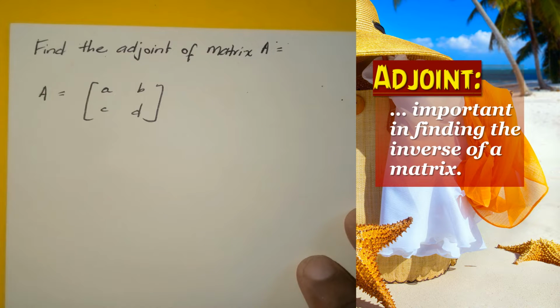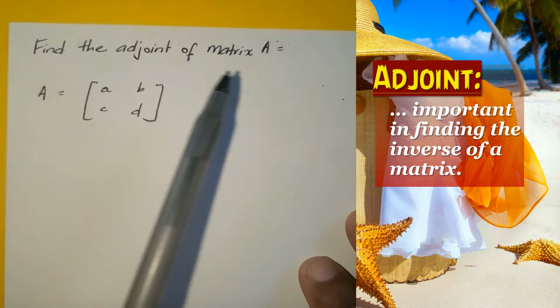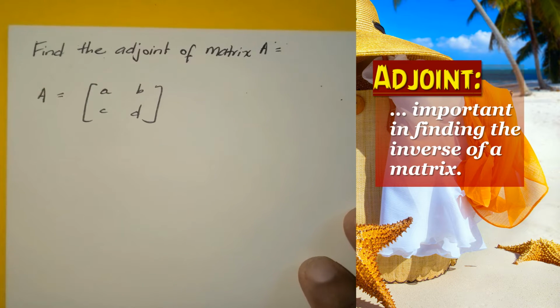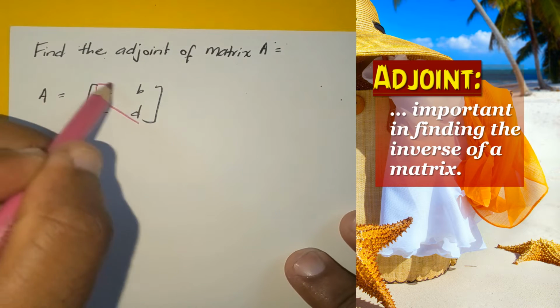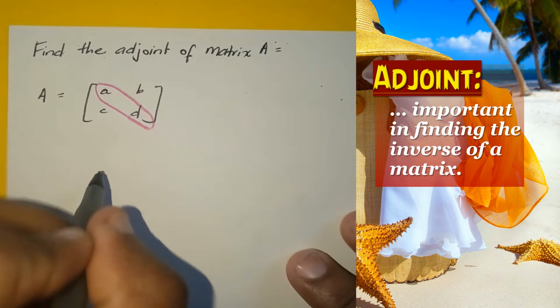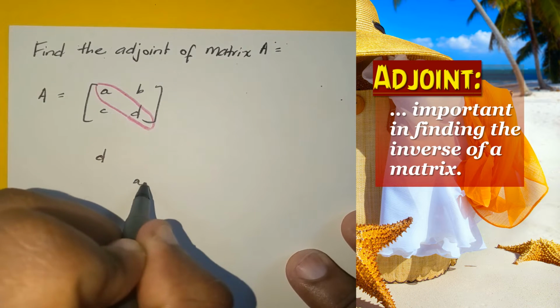So here we have a matrix and the question is asking us, find the adjoint of matrix A. So if we're going to find the adjoint of this matrix A, all we have to do is find the leading diagonal. And when I say the leading diagonal, I mean this, right? What you're going to do is switch them. So that means A becomes D and D becomes A.